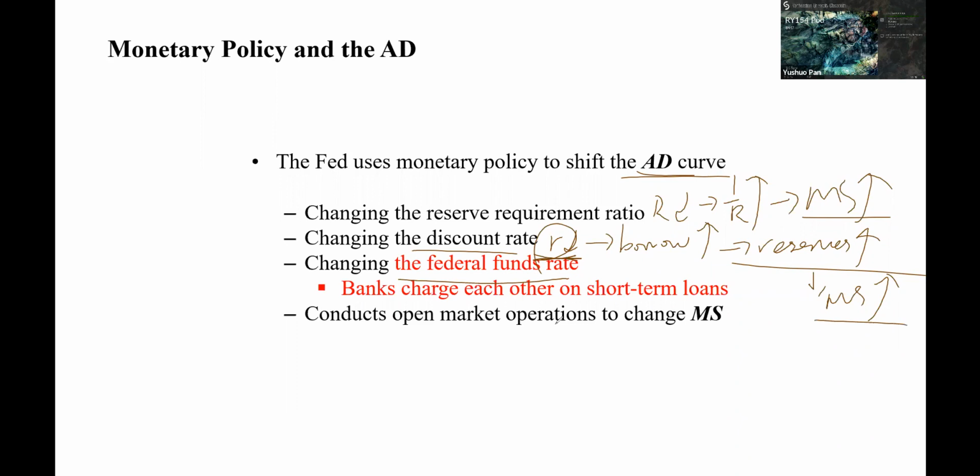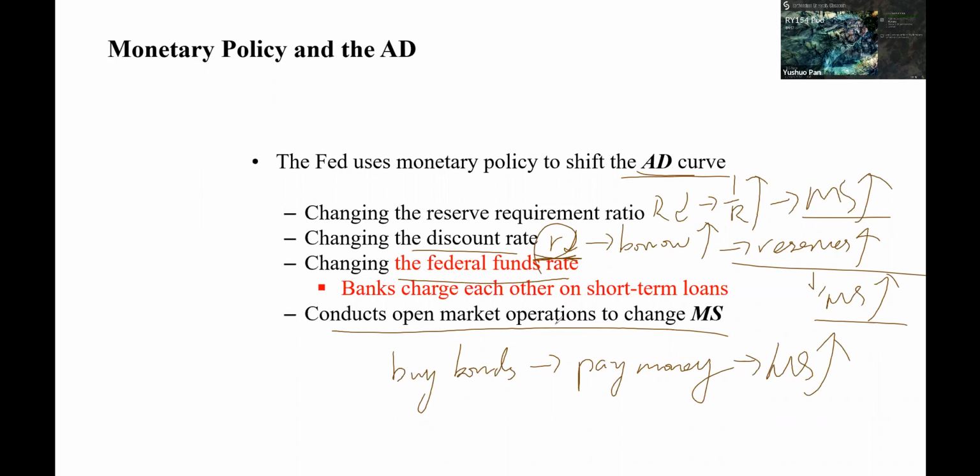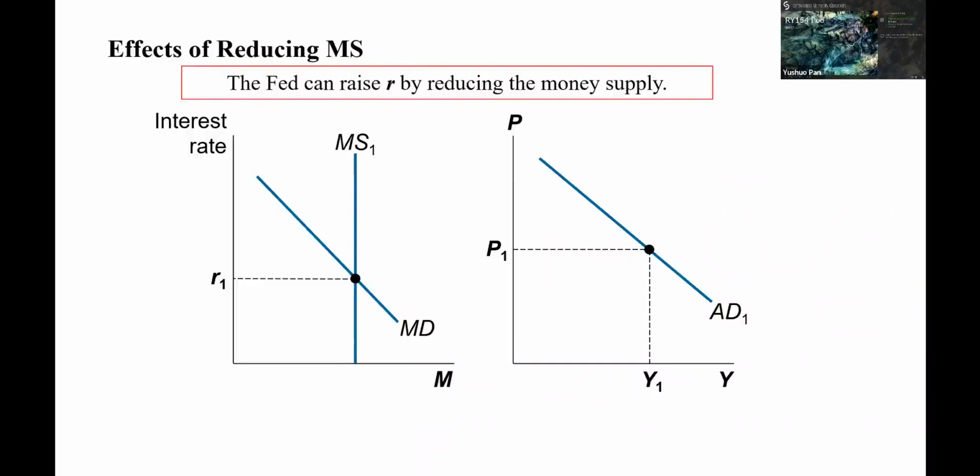And also the last one, conducting open market operations to change the money supply, which means if the Fed buys bonds from the market, it pays money to the banks, which means the money supply is going to increase. So there are 4 different ways for the Fed to change the money supply, or the monetary policy. We have learned 4 different ways.